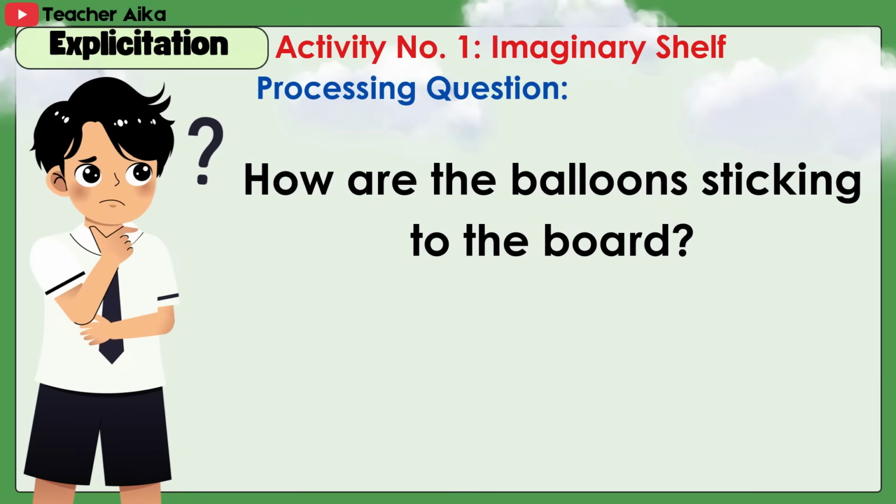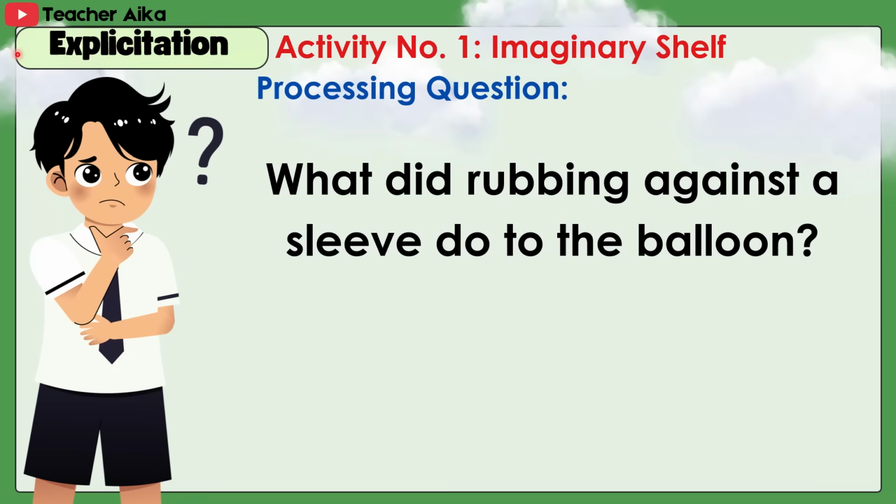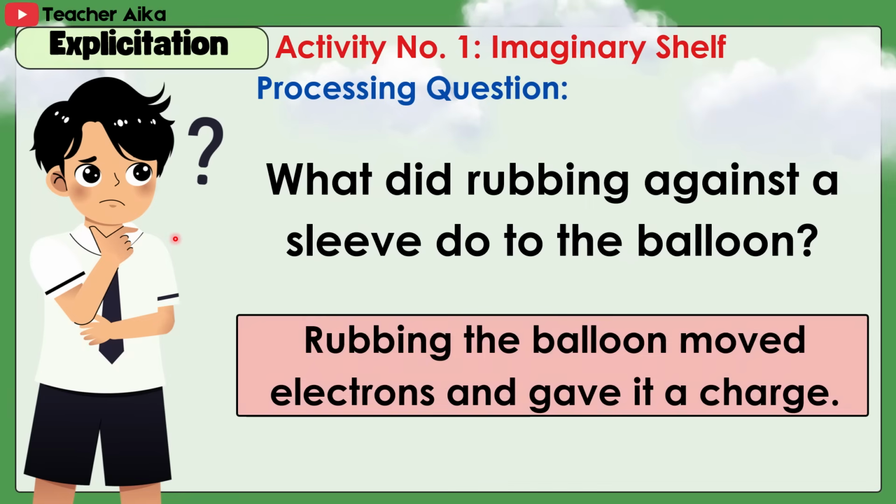Processing questions. How are the balloons sticking to the board? Answer: the balloons stick because they have static electricity, which makes them attract to the board. What did rubbing against a sleeve do to the balloon? Answer: rubbing the balloon moved electrons and gave it a charge.